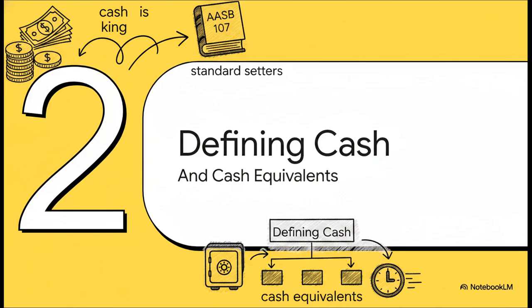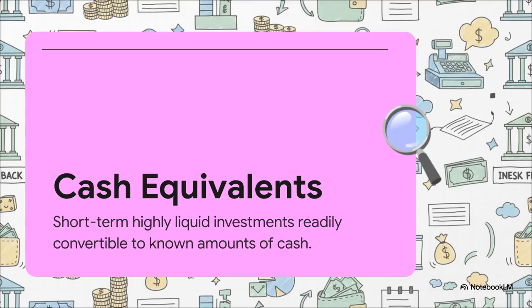Moving right along to Section 2, Defining Cash and Equivalents. Since cash is king, what exactly counts as cash? Under the AASB 107 framework, it's obviously the notes and coins in a register or demand deposits. But standard setters also include something called cash equivalents, and they are super strict about this. We're not just talking about anything of value. To be a cash equivalent, an item must be a short-term, highly liquid investment held specifically to meet short-term commitments. Typically, this means a maturity of 3 months or less with almost zero risk of changing in value. It's kind of like a prepaid debit card you plan to use this weekend. It's locked in, ready to go instantly, totally unlike a volatile stock portfolio.